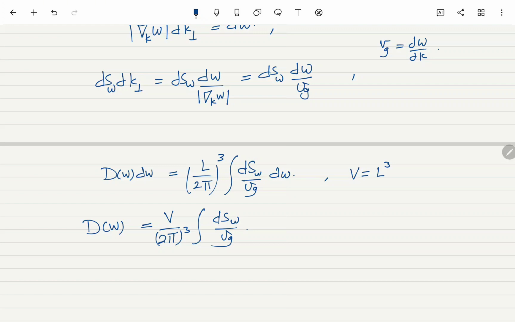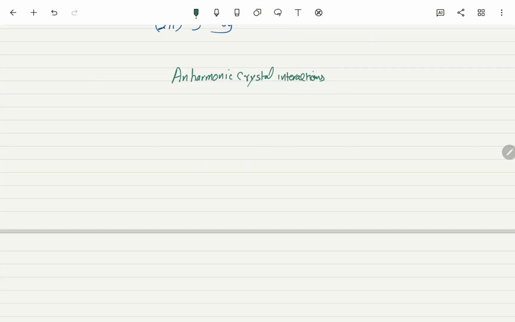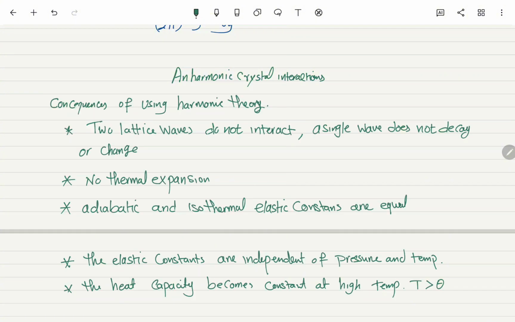Now let's move to the second part of this chapter, anharmonic crystal interactions. In harmonic theory, the potential energy is limited to terms quadratic in the interatomic displacement. Some consequences of using this harmonic theory are that two lattice waves do not interact, and a single wave does not decay or change.